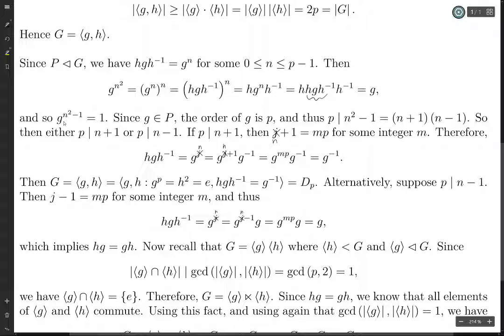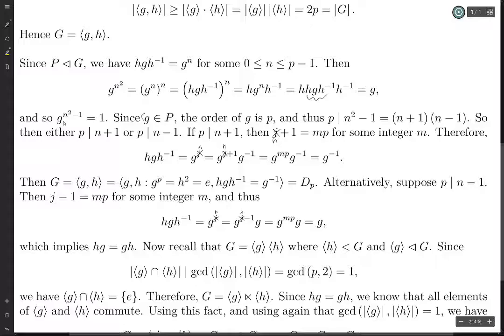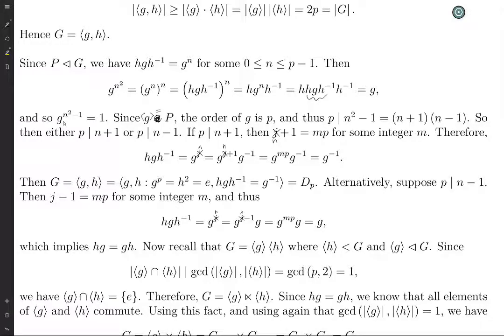And since g is in P, the order of g must be p. Rather, since the group generated by g is equal to P. Because just because you have an element of P, it could have a different order. But here g is special because it's the generator of P. So because this is P, the order of g is the order of P, which is p. And so in order for this to be true, p must divide n squared minus 1.